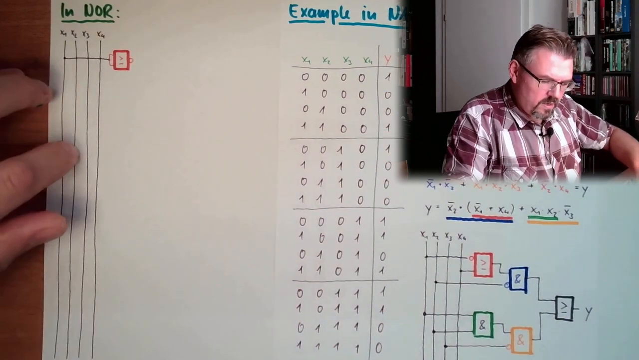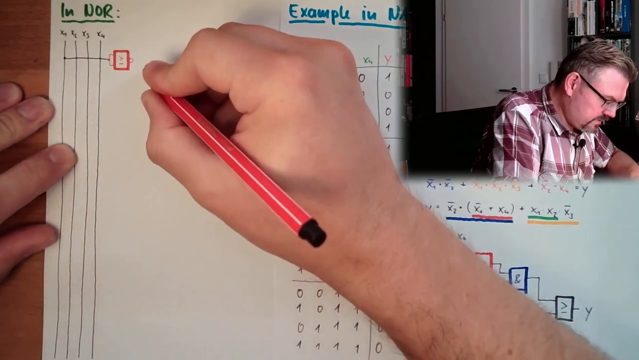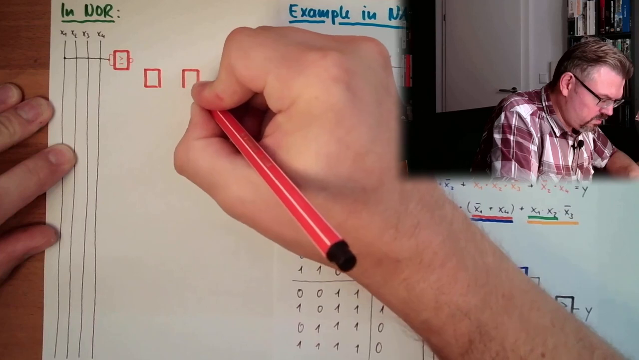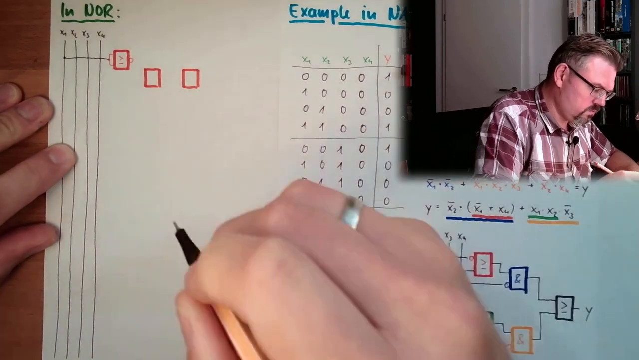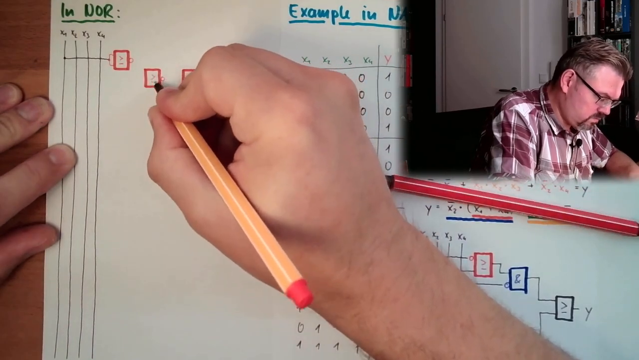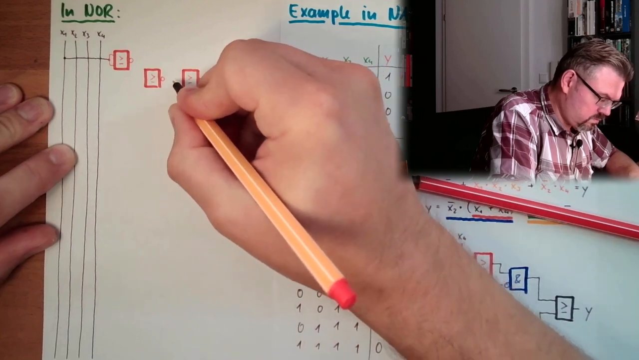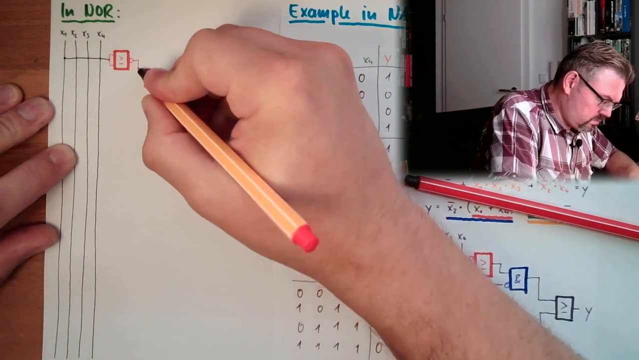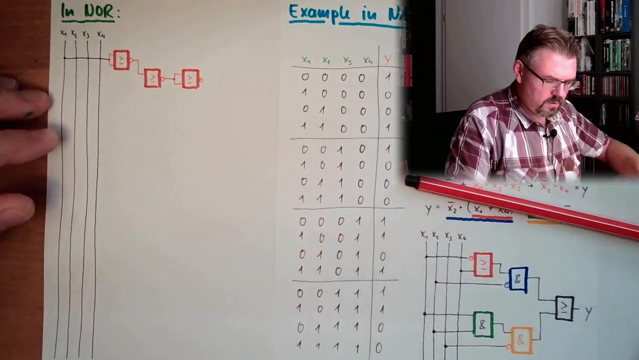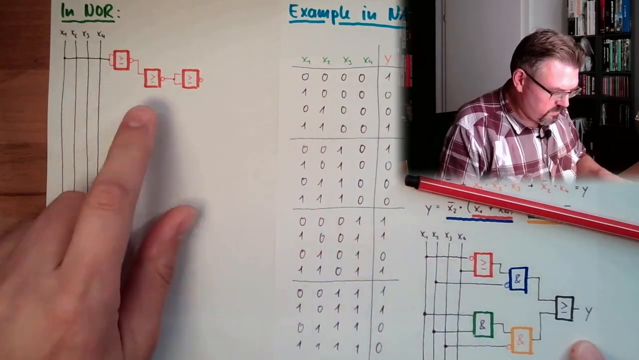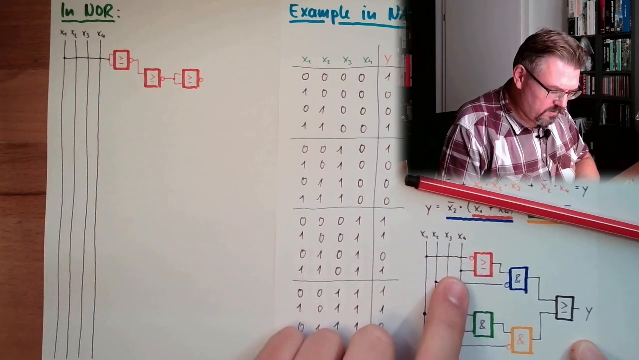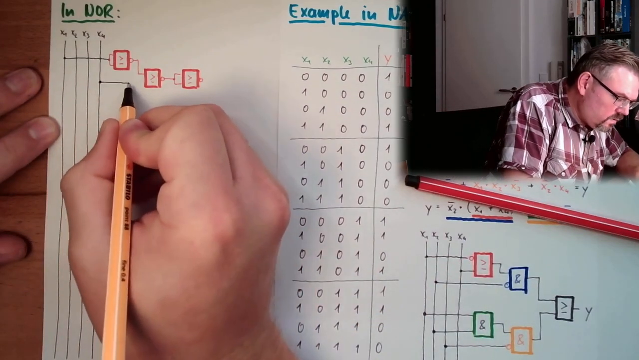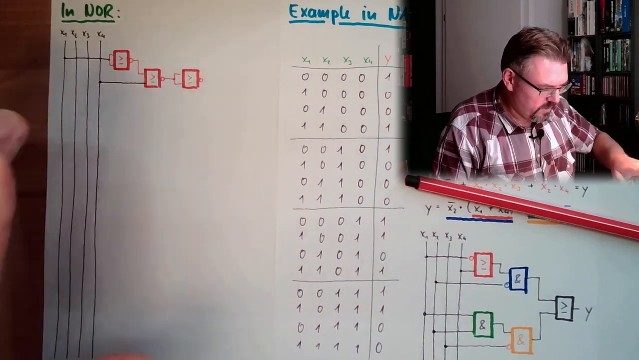Then we have an OR. This means we have here two NOR elements in a row. All right. The top element comes from here, and this comes from X4. Here we are from X4. Here we go. That's the red one.